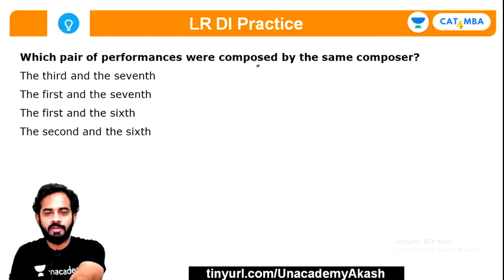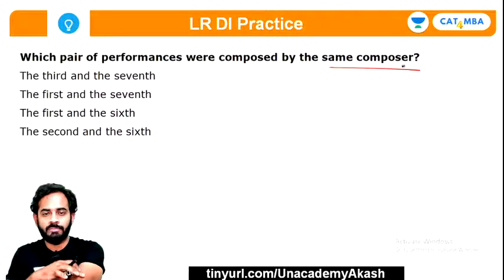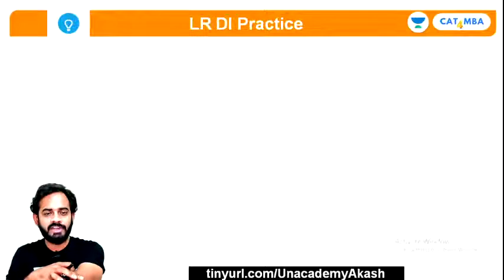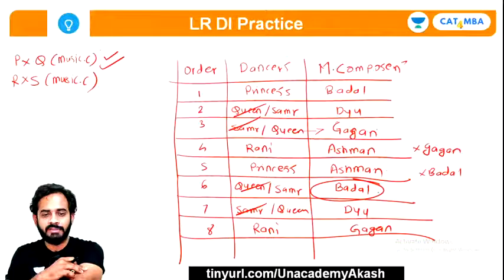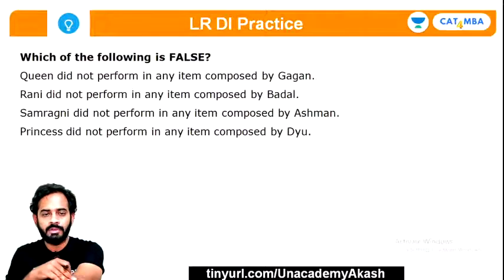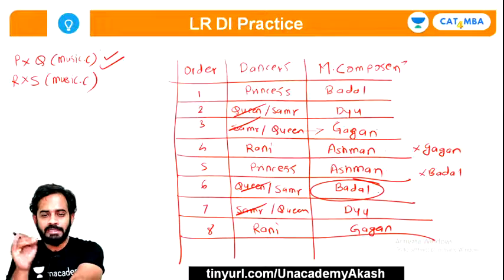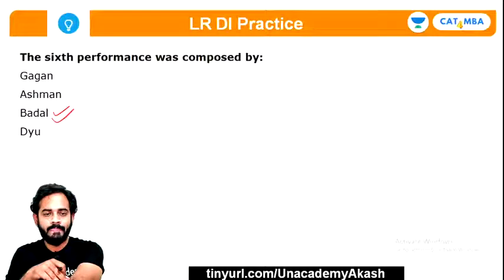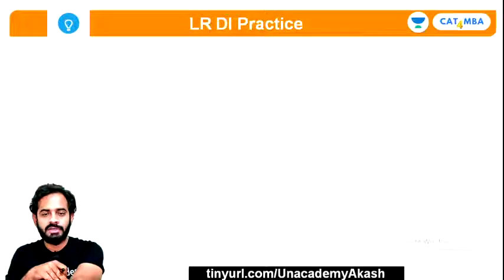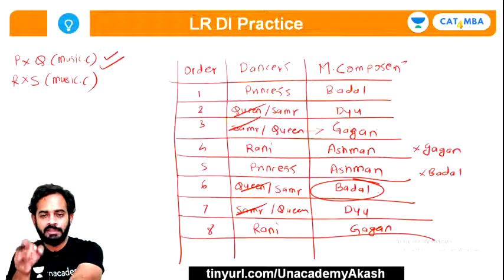Which pair of performances were composed by the same composer? Okay, so which pair of performances was composed by the same composer? So third and seventh. Let's try to understand. Third and seventh. No, third and seventh is wrong. First and seventh. Again wrong. First and sixth. Badal. Yes. First and sixth. We can see that it is assigned to Badal.